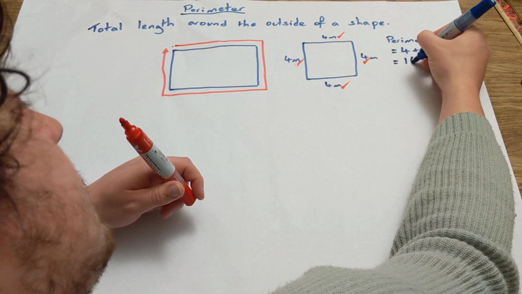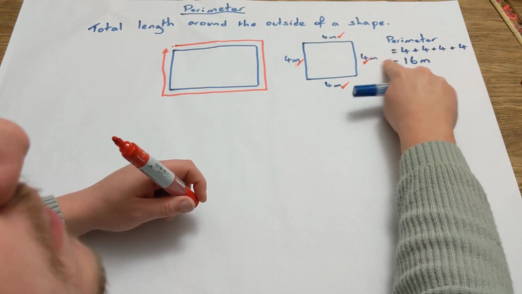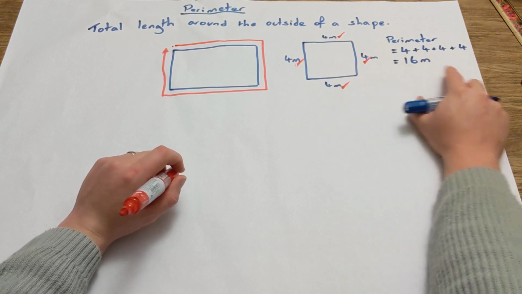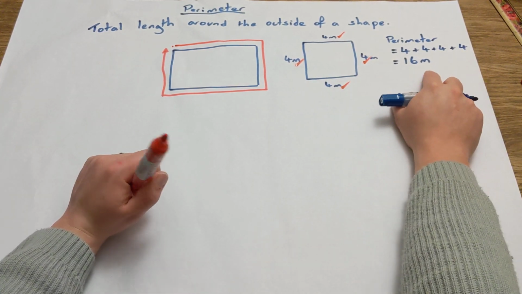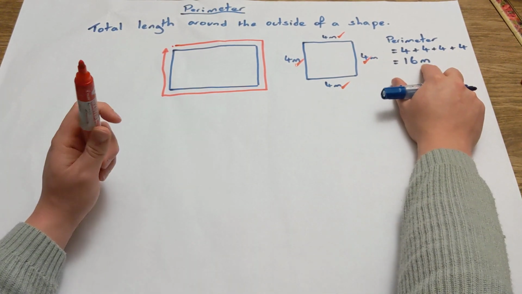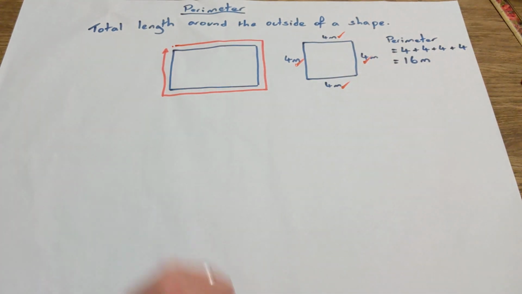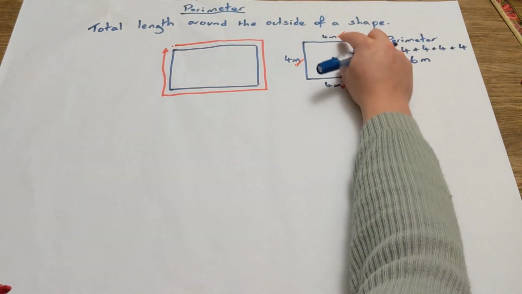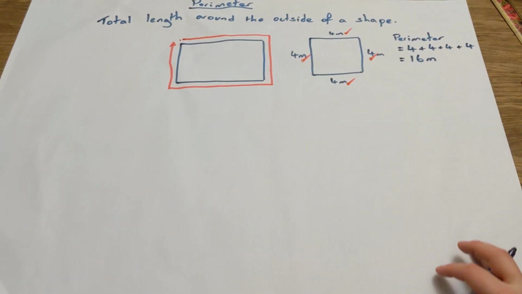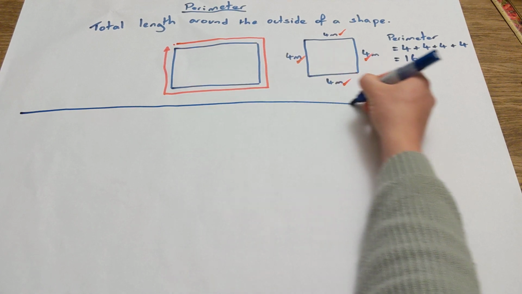That equals 16 meters. Now, careful, we need to remember the meters part, okay? Remember our units. This was measured in meters, so our answer is in meters, okay? If this was measured in centimeters, our answer here would be in centimeters, okay? That's all perimeter is, okay? Adding these together to work out the total, okay?